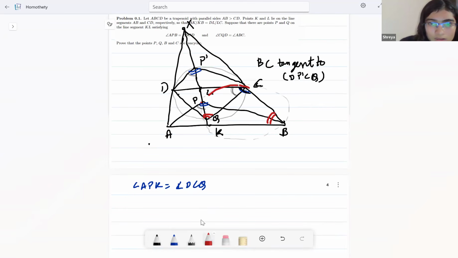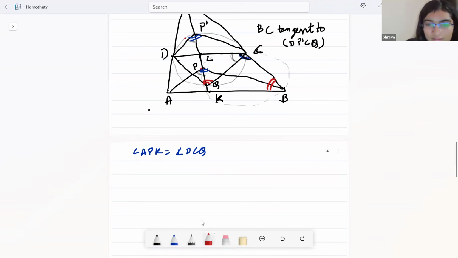Now to prove this concyclicity, we can also use power of point because these two lines meet at a really nice point, which is X, and it's the center of our homothety. So we can use that. So XP times XQ.